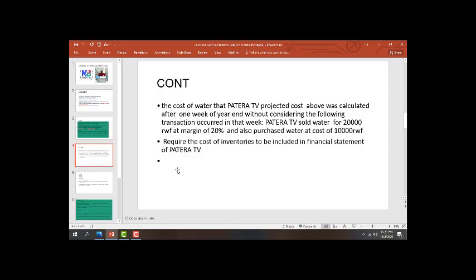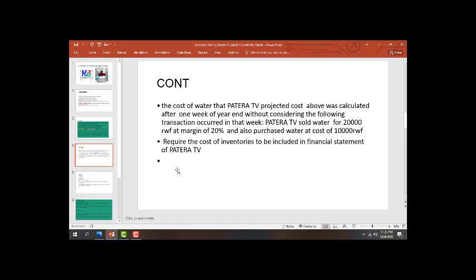The cost of all that was projected above and calculated after 1 week of year end, without considering the following transaction that occurred in that week. Particularly sold the water for 20,200 francs at a margin of 20% and also purchased the water at a cost of 10,200 francs. You are required to calculate the cost of inventory to be included in the financial statement of Patera.